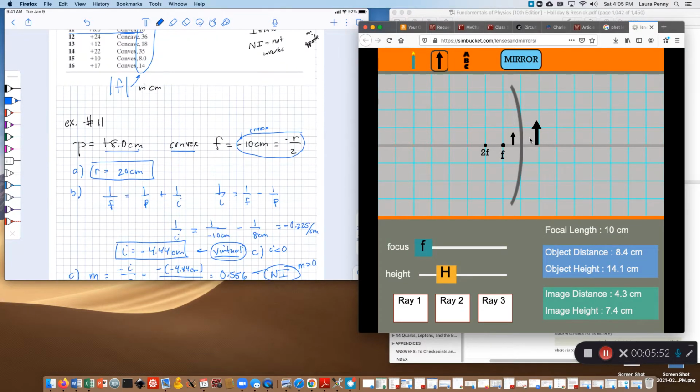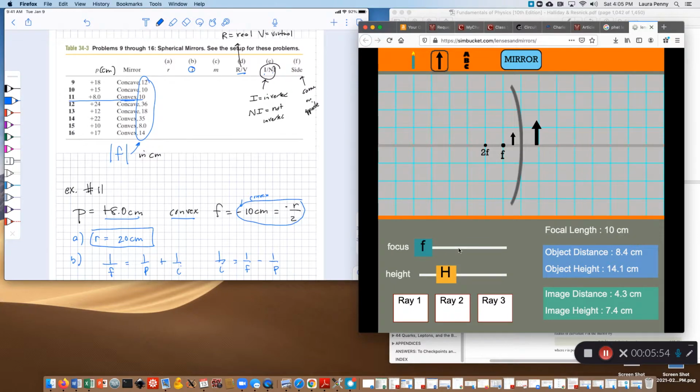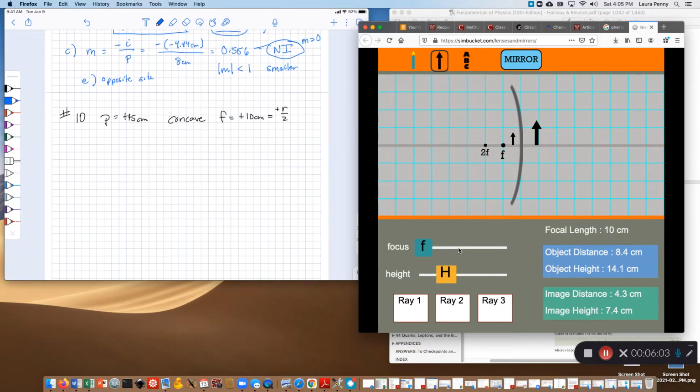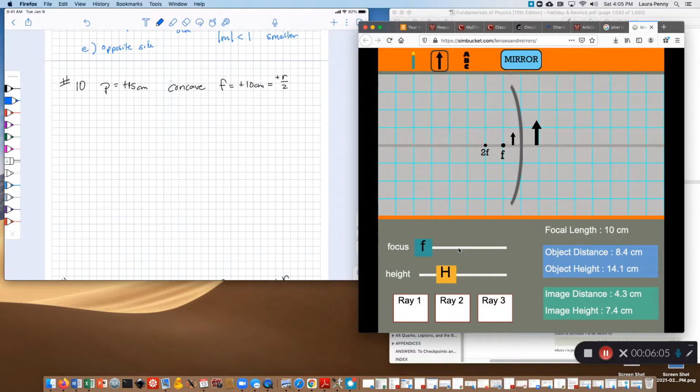Number 10, let's look at that one. So number 10, I now have an image distance of 15. Now I have a concave mirror, and it also has a focal length of 10. So I've written that down here. P is plus 15. This is a concave mirror.